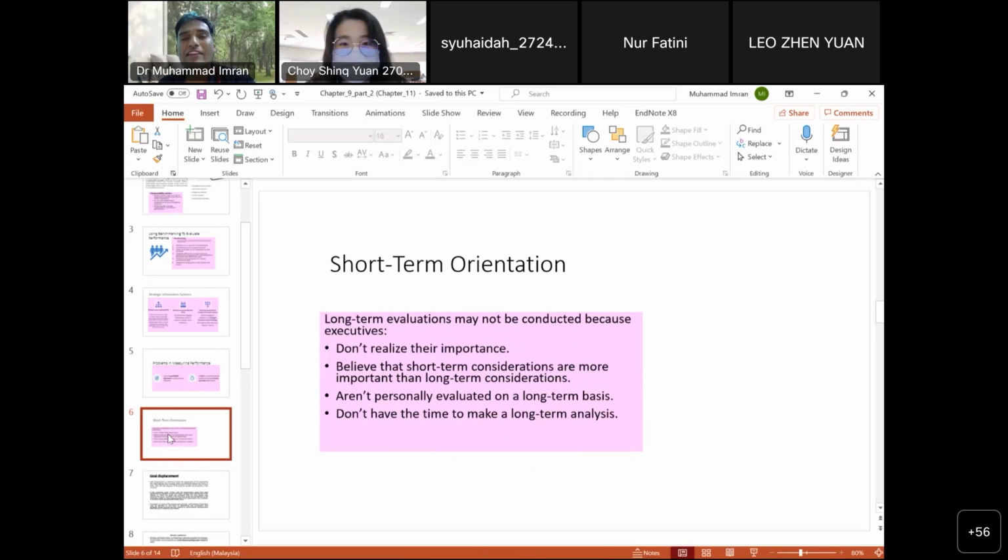Long-term evaluation may not be conducted because executives basically don't realize their performance. How? Because they're not evaluating their performance. Number one, they believe that short-term considerations are more important than long-term considerations. Number two, they are not personally evaluated on a long-term basis. The third, they don't have the time. Basically the first and the second are totally lame excuses. Totally lame excuses. Then fire the manager. Fire the manager if they don't realize their performance and they don't have time. Then why are they getting salary from us if they don't have time for our company?